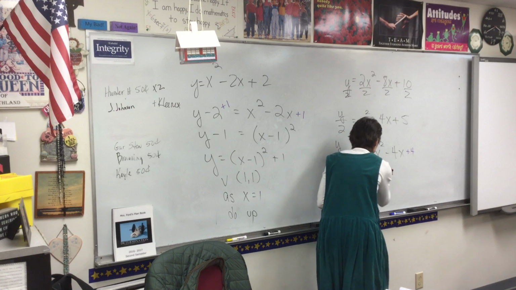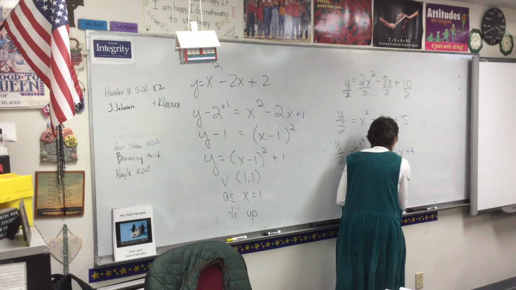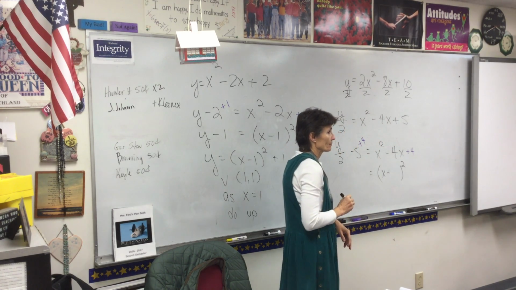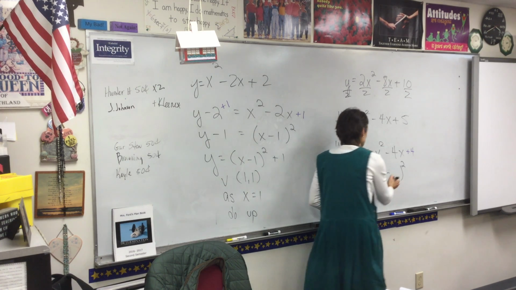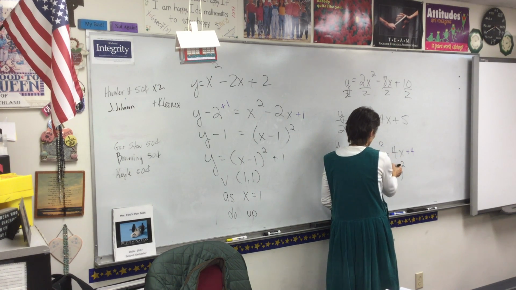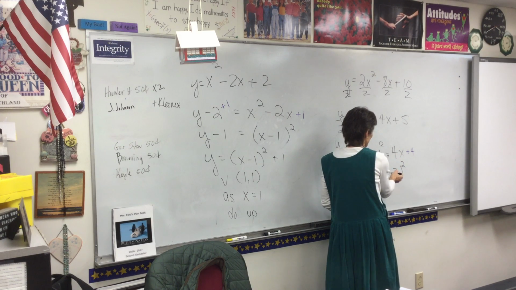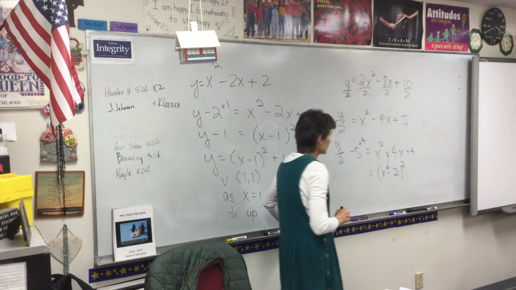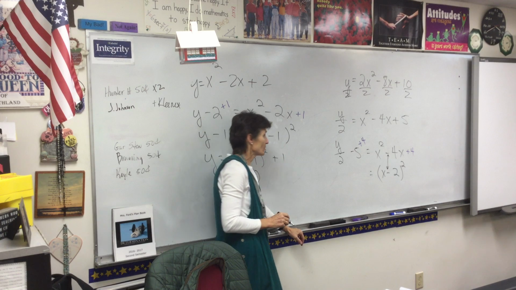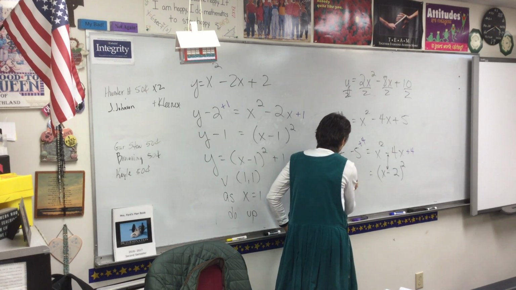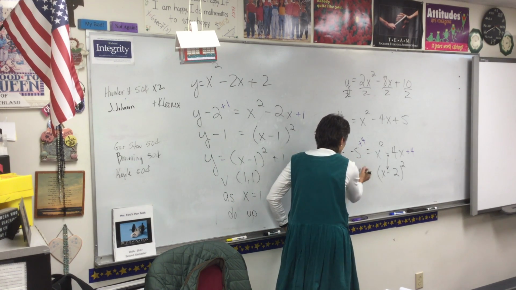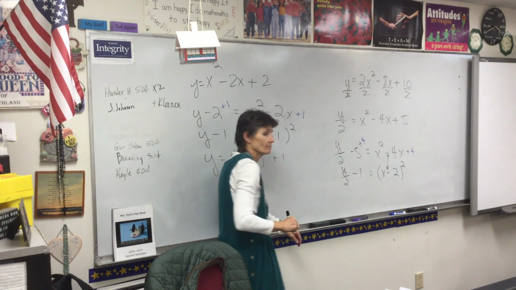Now, this should be your parentheses squared. X minus 2. Remember, these signs always match up. So if that's a minus, that's automatically going to be a minus. So x minus 2 squared. And over here, I have y over 2 minus 1 when I combine those.